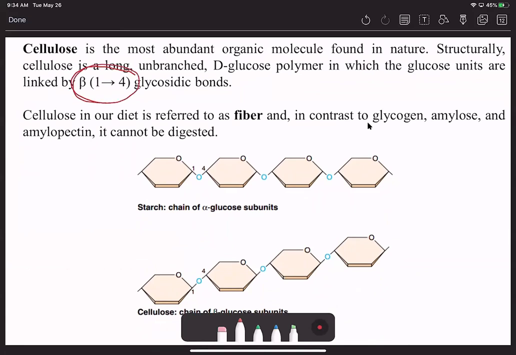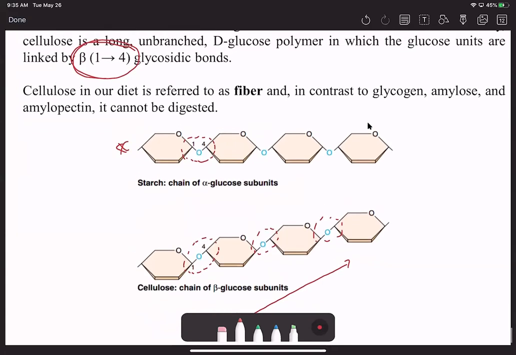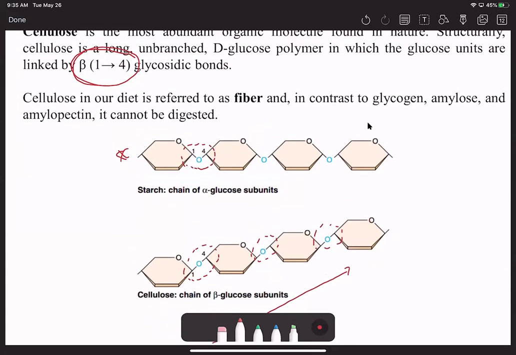by beta 1,4. Right? So here we see starch, and the starch is bonded alpha 1,4. We get this nice straight line here. And then with beta 1,4, we see the stepwise structure, because we see it going off upwardly, which signifies that this is a beta 1,4, and this is going to be your cellulose chain. This is also referred to as fiber.